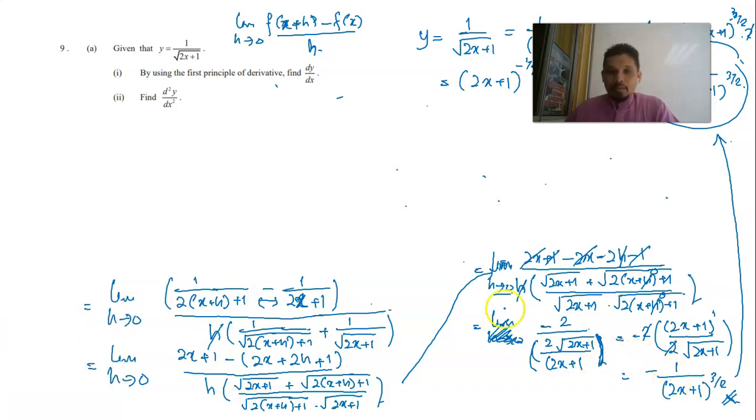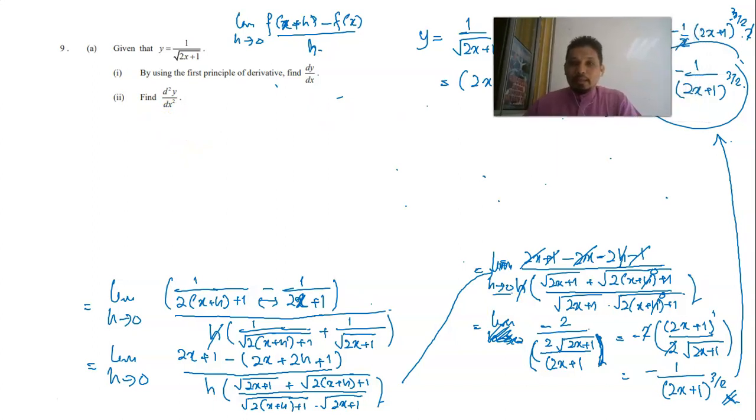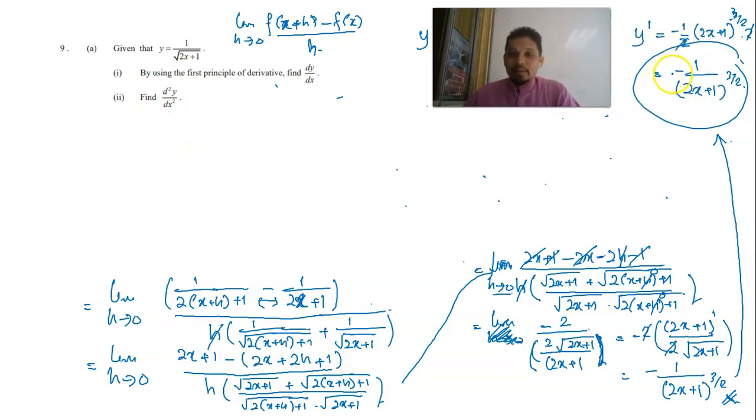Okay, so we have proved, using the first principle, that the first derivative dy/dx equals negative 1 over negative 2x plus 1 to the power of negative 3 over 2. To find the second derivative, we don't need to use the first principle anymore. We can directly find the second derivative of y with respect to x.